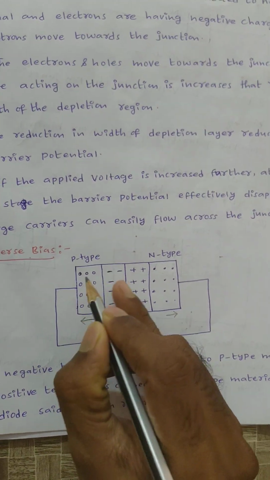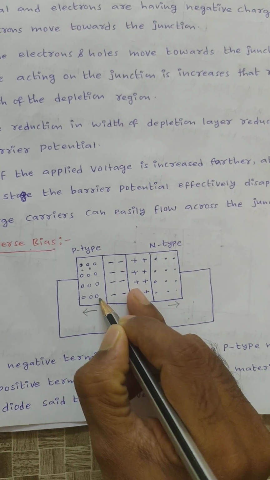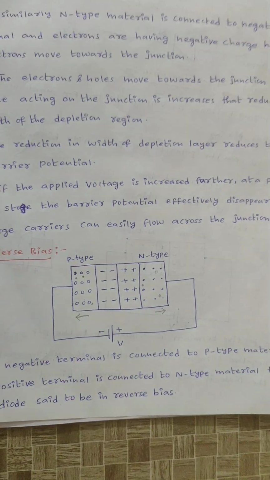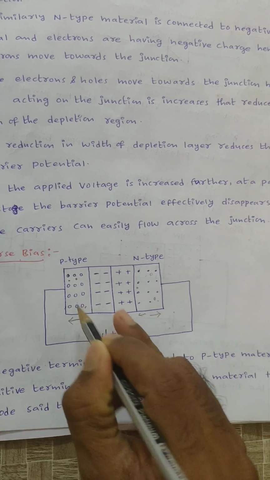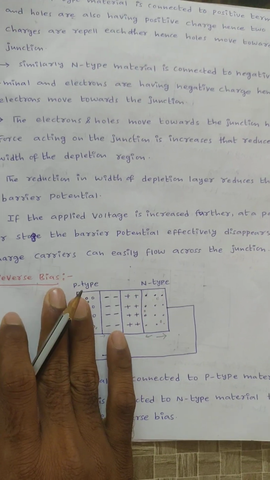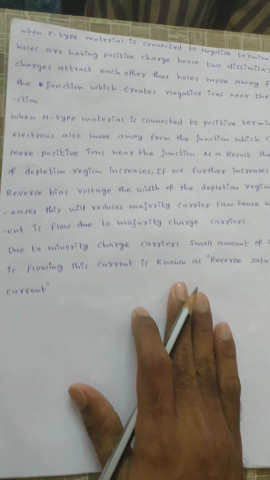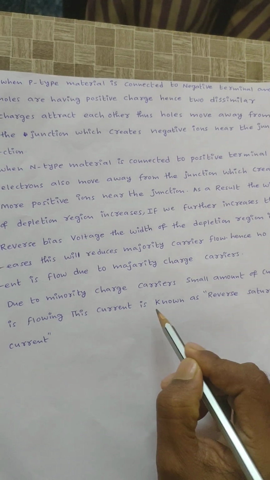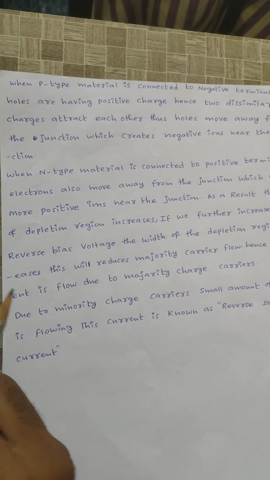But we know that in p-type material, electrons are the minority charge carriers. Similarly, in n-type material, holes are the minority charge carriers. Now see here, plus and plus gives some force, and minus and minus also gives some force. That means due to minority charge carriers, a small amount of current flows through the diode. This current is known as reverse saturation current.